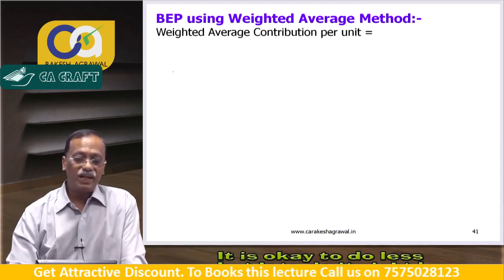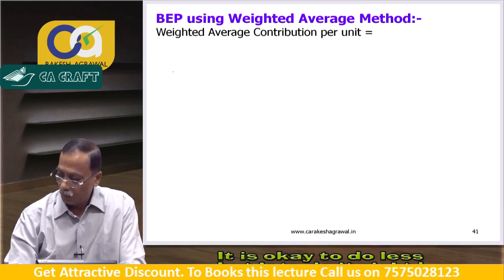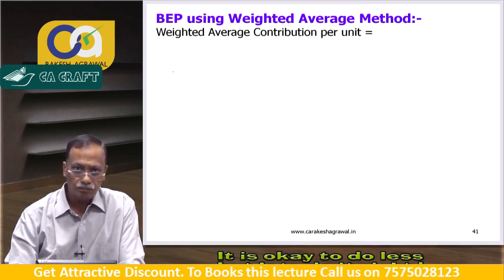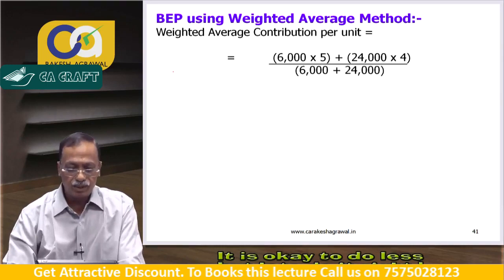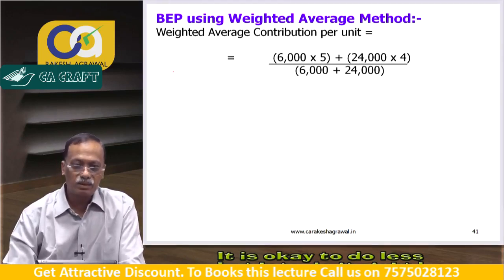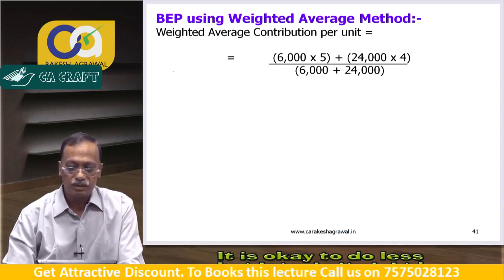Below, write down weighted average contribution per unit. Weighted average contribution per unit is equal to: numerator, in one bracket 6,000 into 5, plus another bracket 24,000 into 4.